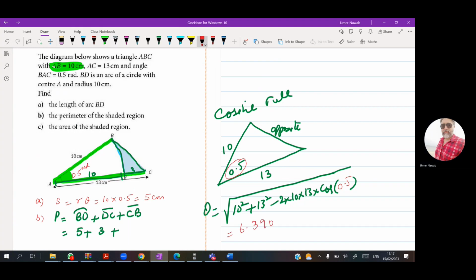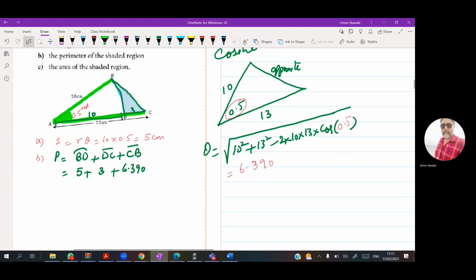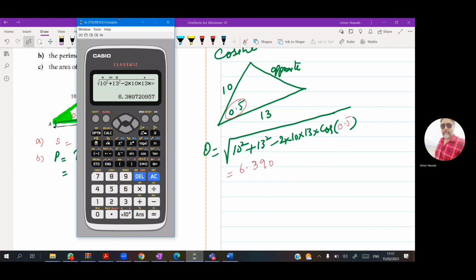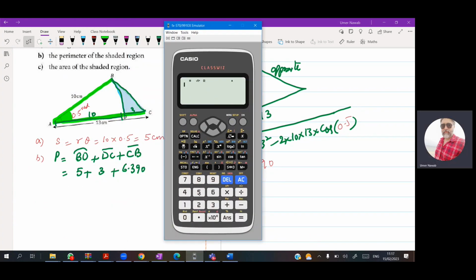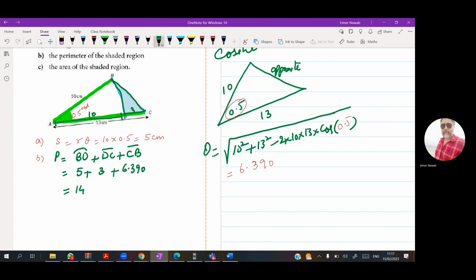6.390. So I'm going to write here 6.390. Add them up: 5 plus 3 plus 6.390. So it gives us the answer 14.39, or 14.4 to three significant figures, centimeters. Let's go to the C part now.